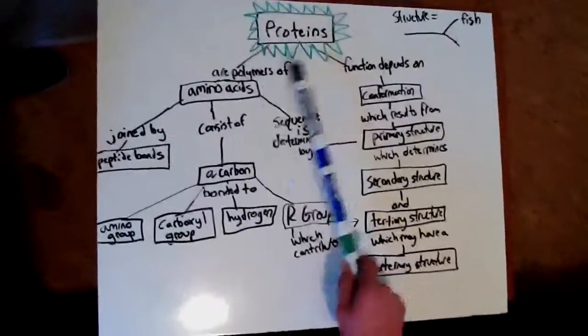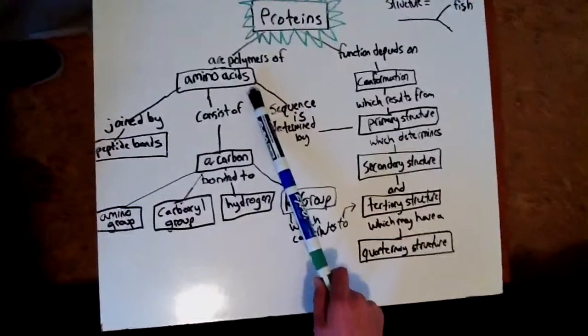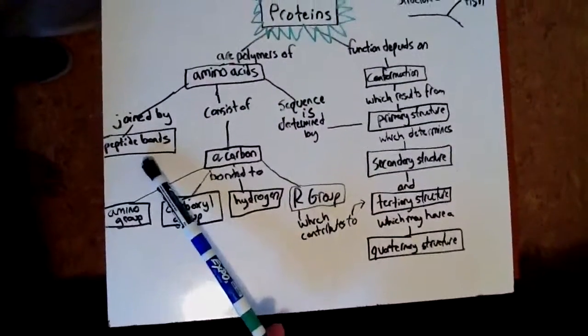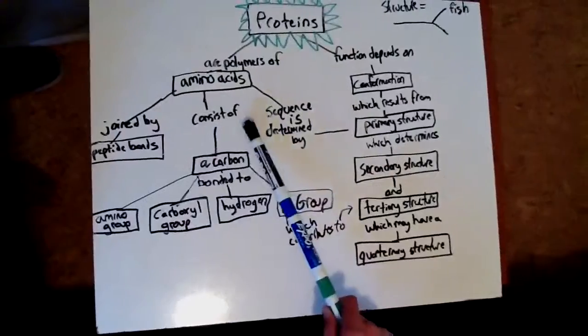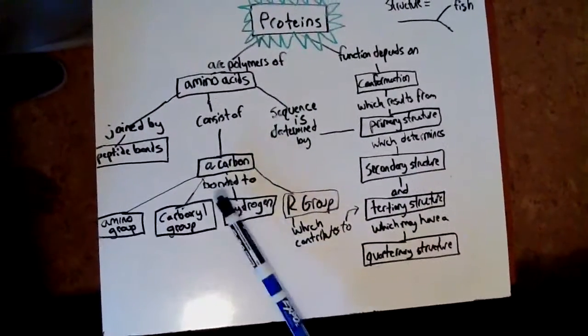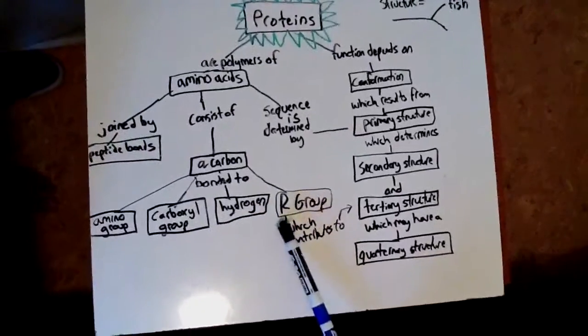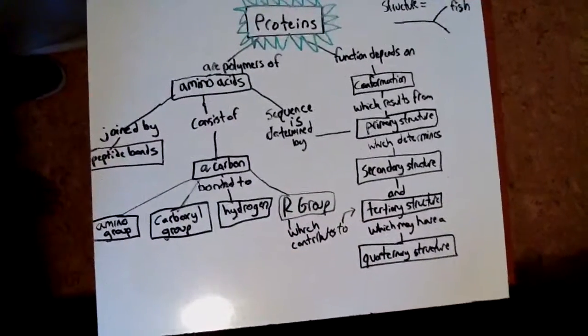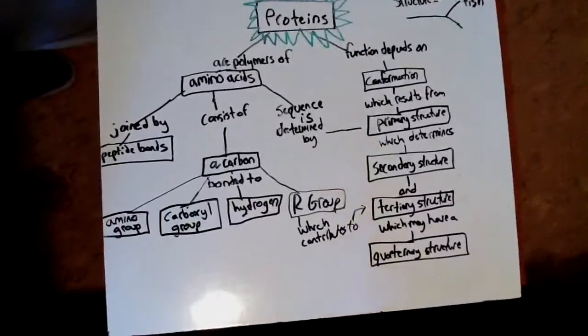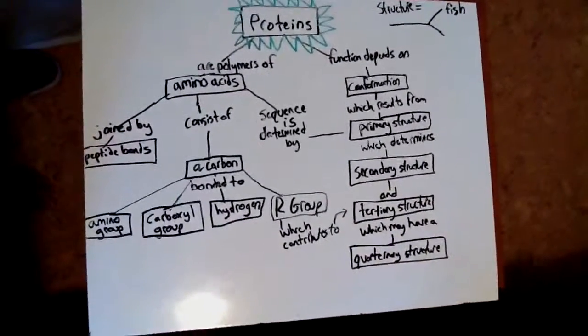Proteins are polymers of amino acids. These amino acids are joined by peptide bonds. The amino acids consist of an alpha carbon, which can either be joined to an amino group, a carboxyl group, a hydrogen, or an R group. The R group can either be hydrophobic, polar, charged, acidic, or basic.